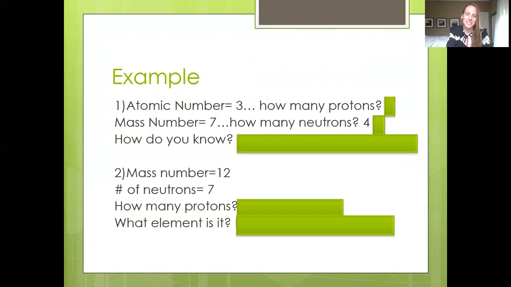Okay, so with a mass number of 12, and we're told that there are 7 neutrons, that means 7 of the 12 are neutrons. The remaining 5 must be protons. So we have 5 protons, and then based on that, we can figure out what element it is. All that you would do is take your periodic table and see which one of these has a 5 at the top of the box, so an atomic number of 5, and that's the element. So in this case, it would be boron.